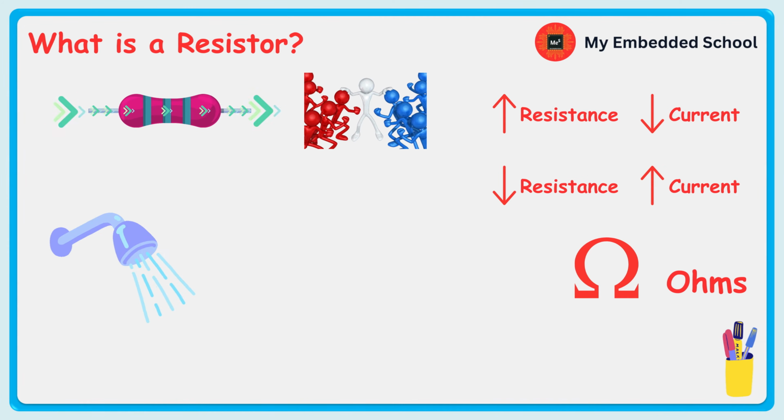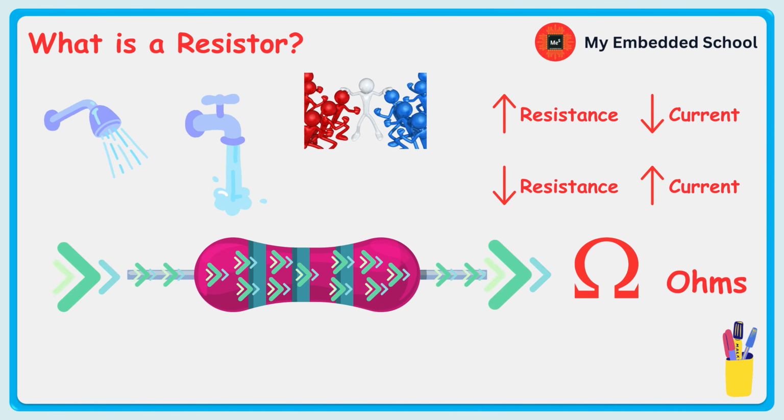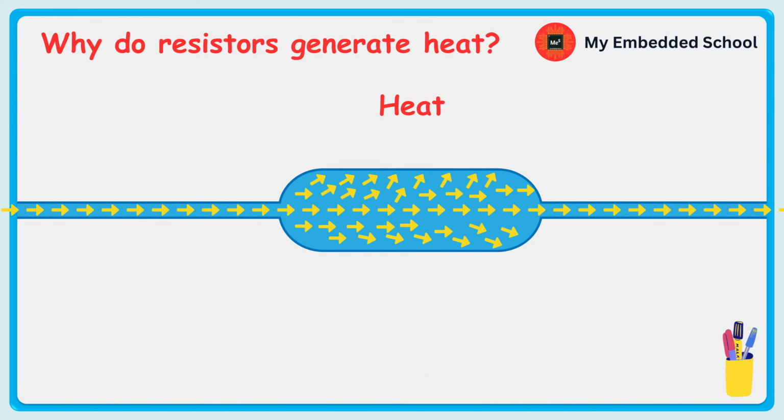The narrower the pipe, the higher the resistance. The wider the pipe, the lower the resistance. If more current passes through a resistor, it generates more heat. Why do resistors generate heat? While an electric current passes through resistors, they heat up.